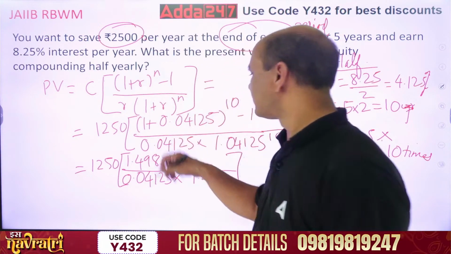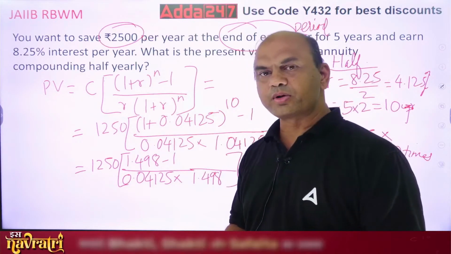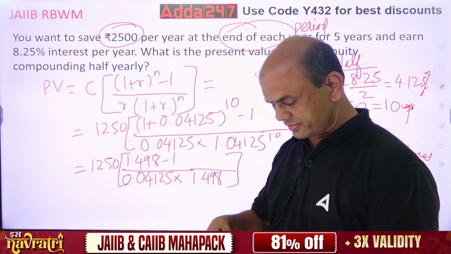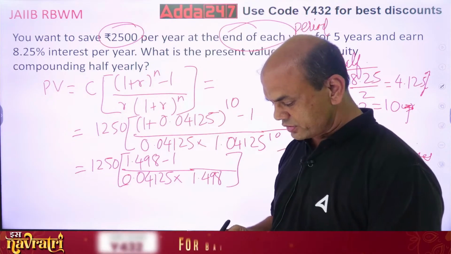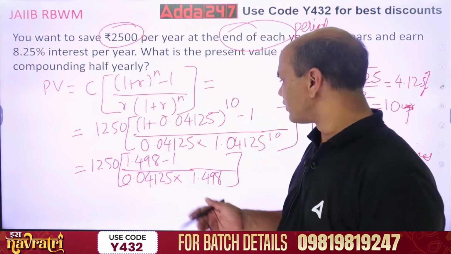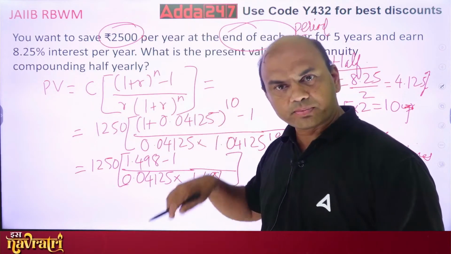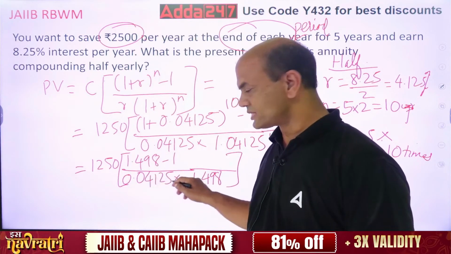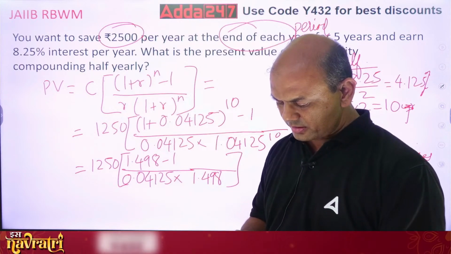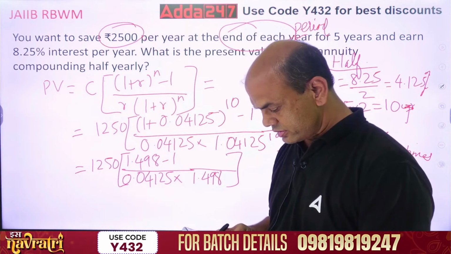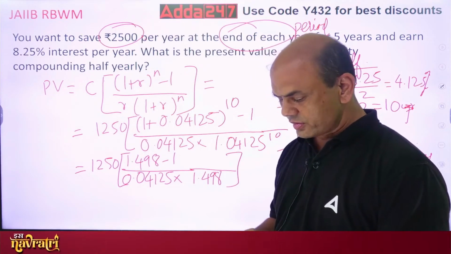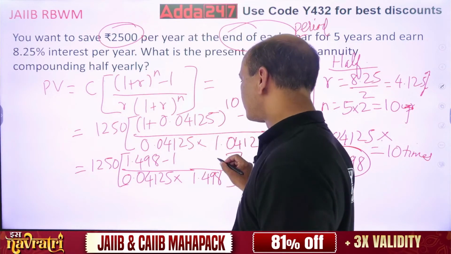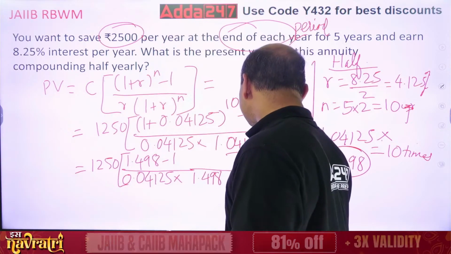Try it, everyone. So 1.498 minus 1. So that is 0.498. Pay attention, this part 0.498 divided by 0.04125. So 12.07. This answer is, I'll write it over here. 12.07.